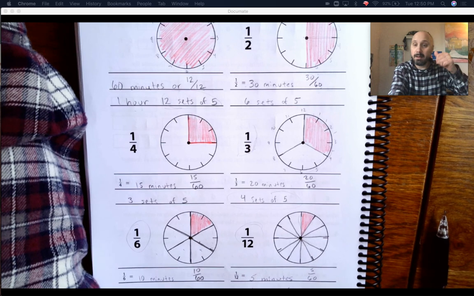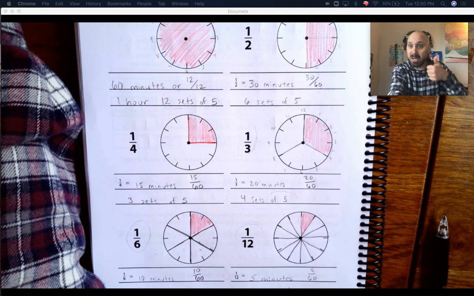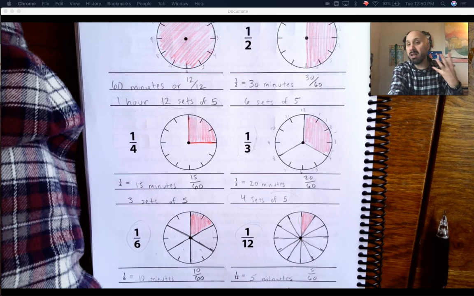All right. Clock faces are awesome. Money is awesome. They're all awesome to help us with fractions.